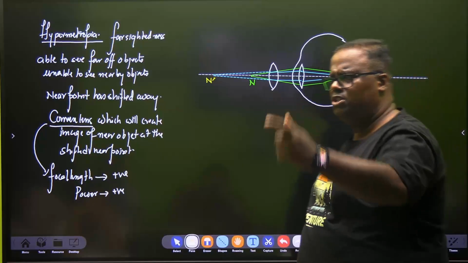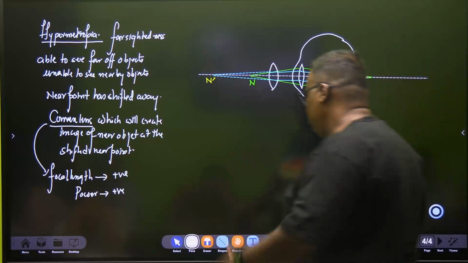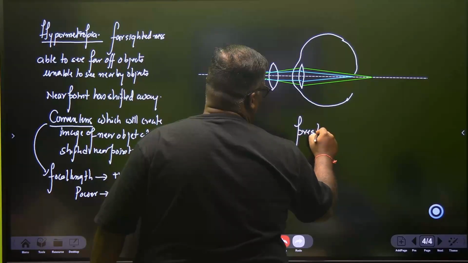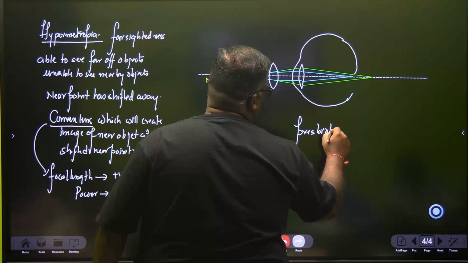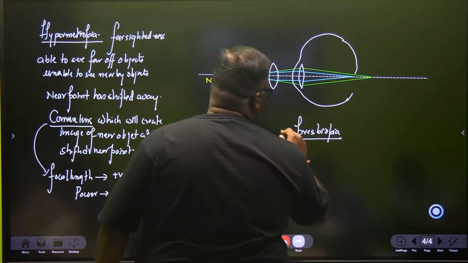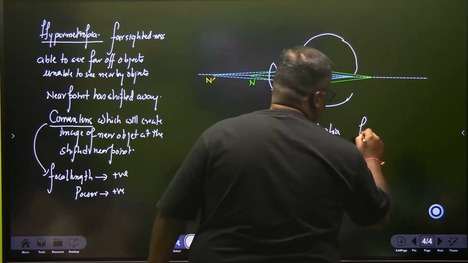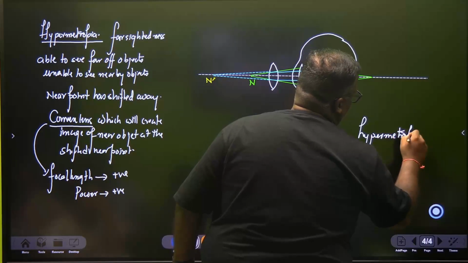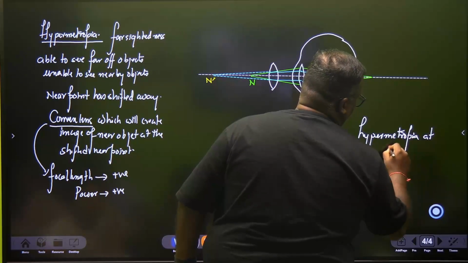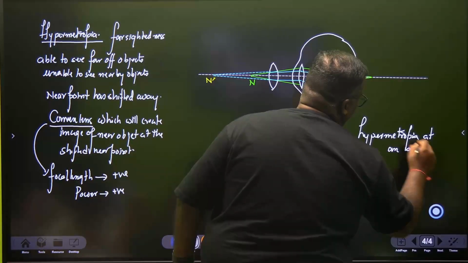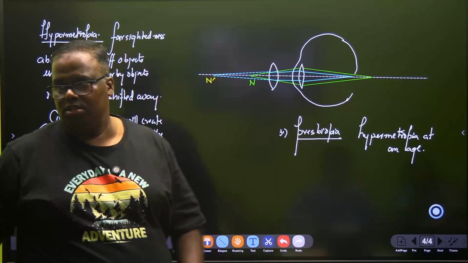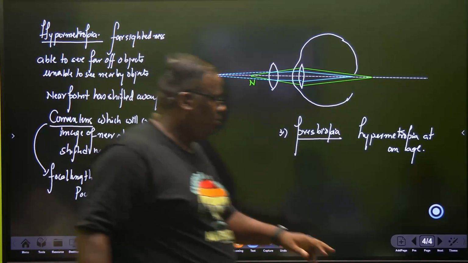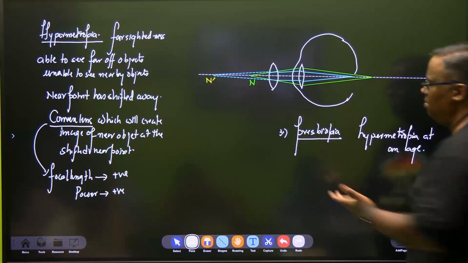Fine. 2 minutes more and our third disease. That I will not draw. That you will understand. Our third disease is known as presbyopia. Presbyopia is the same hypermetropia at an age. And this will happen to all, from Miss Universe to you. Everyone will have this.